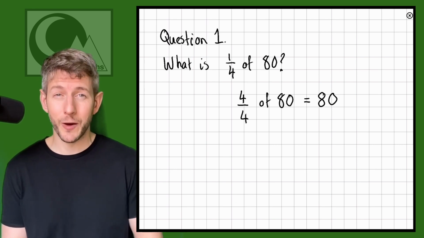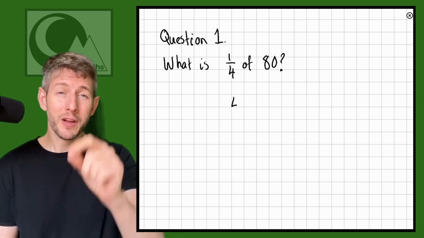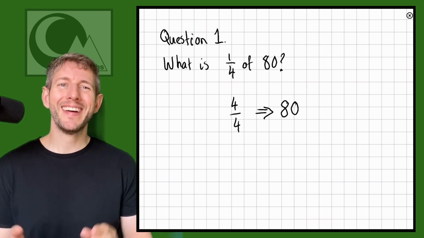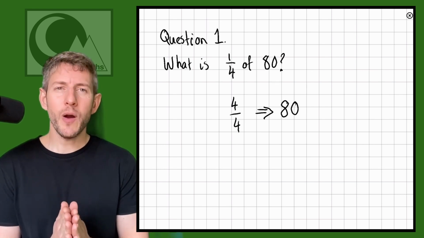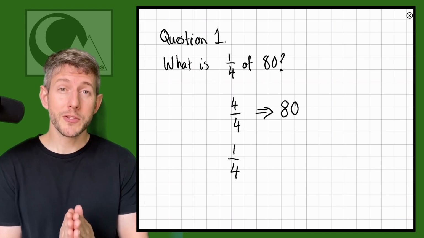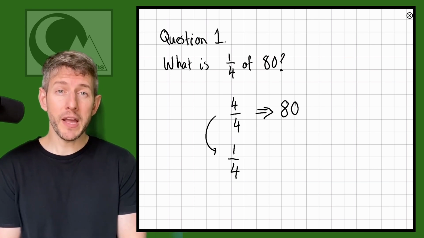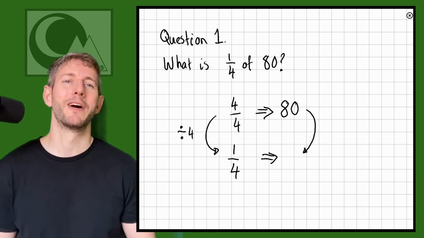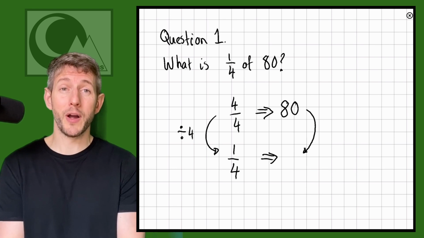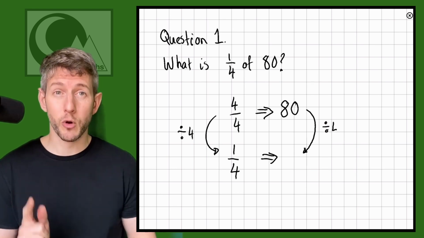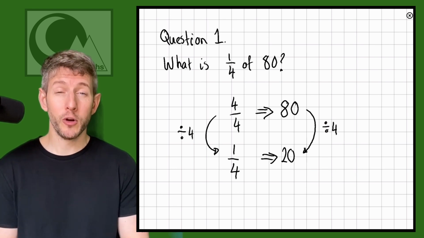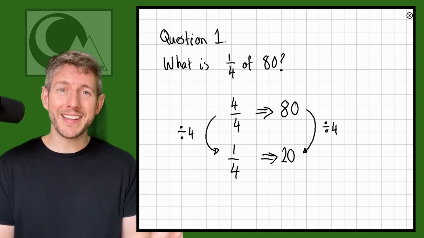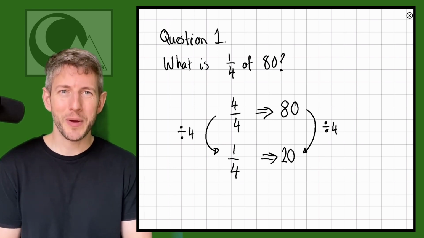I'm going to write that down in our proportion method. So 4/4, 4 out of 4 equals 80. Now we want 1 out of 4. That means we've got to divide this by 4, because we've got 4 fourths, but we only want one of them. So 4/4 divided by 4 gives us 1/4, and 80 divided by 4 gives us 20. So if the whole number is 80, then 1/4 is 20.